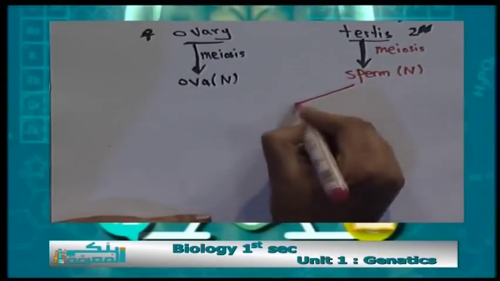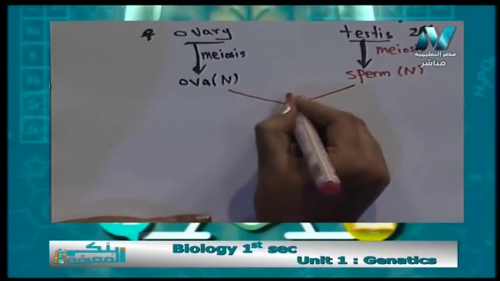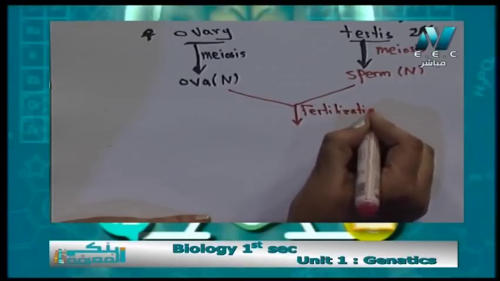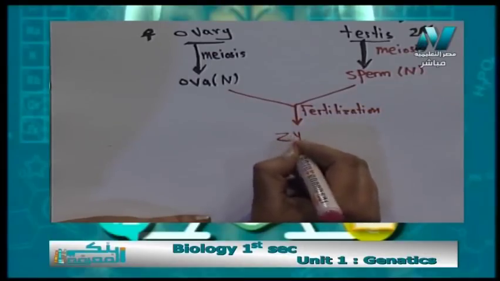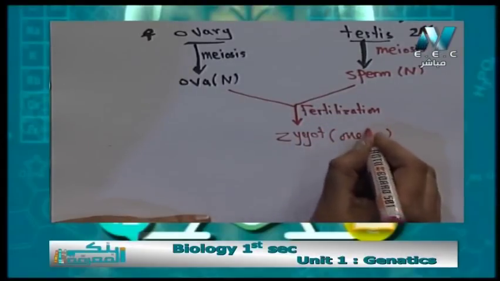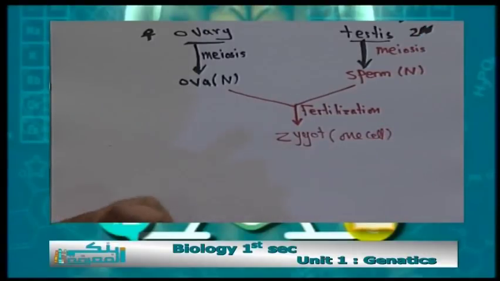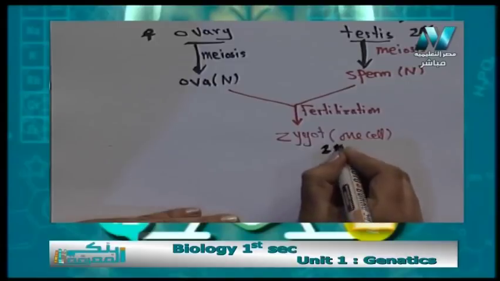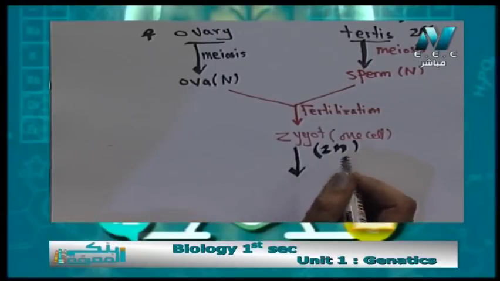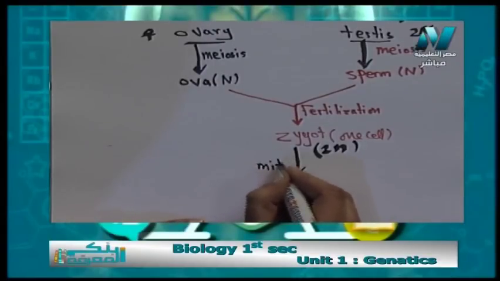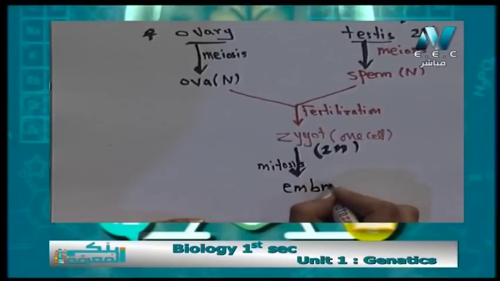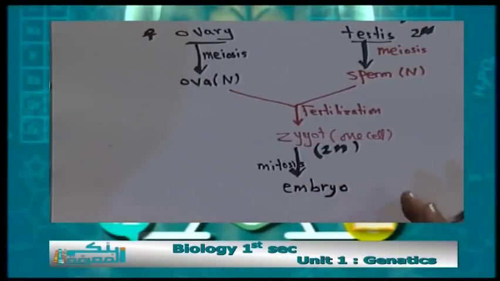By the fertilization process, zygote is formed. Zygote here is one cell containing a complete number of chromosomes, 2n. Zygote divides by mitosis and produces embryo, which contains millions of cells.